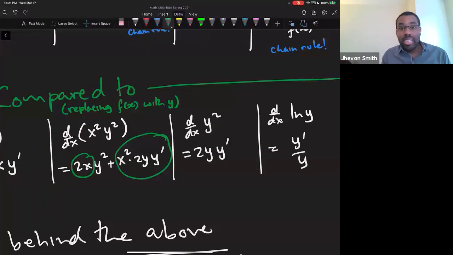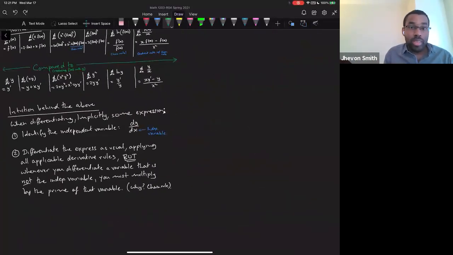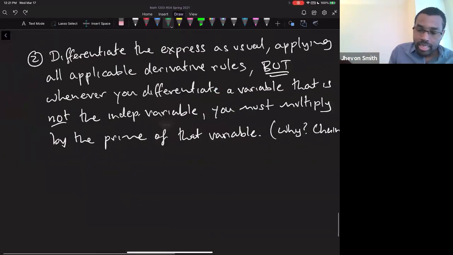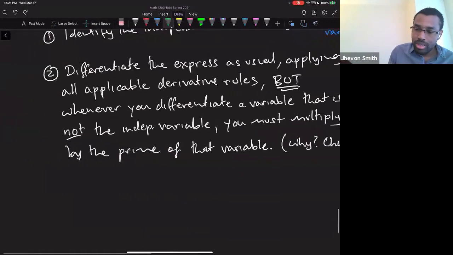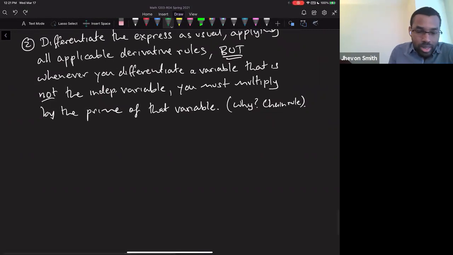When I differentiate something that's not an x, I have to multiply by its prime, just automatically. Whenever I differentiate something that's the independent variable, I don't do anything special. Whenever I differentiate something that's not the independent variable, I multiply by the prime. So that's the intuition. Differentiate anything that's not an x, multiply by its prime. If you differentiate an x, you don't really do anything different.